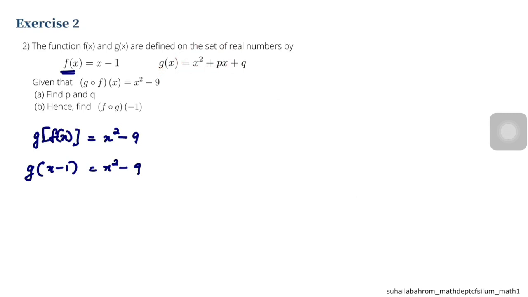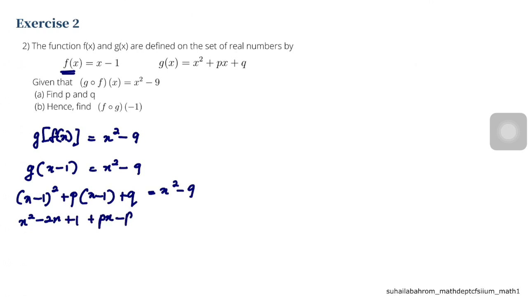And g(x) is given as x squared plus px plus q. So we need to substitute x in the function g with x minus 1. When we put x as x minus 1, you will get x minus 1 squared plus p(x minus 1) plus q is equal to x squared minus 9. So expand the equation here: x squared minus 2x plus 1, plus px minus p plus q, is equal to x squared minus 9.